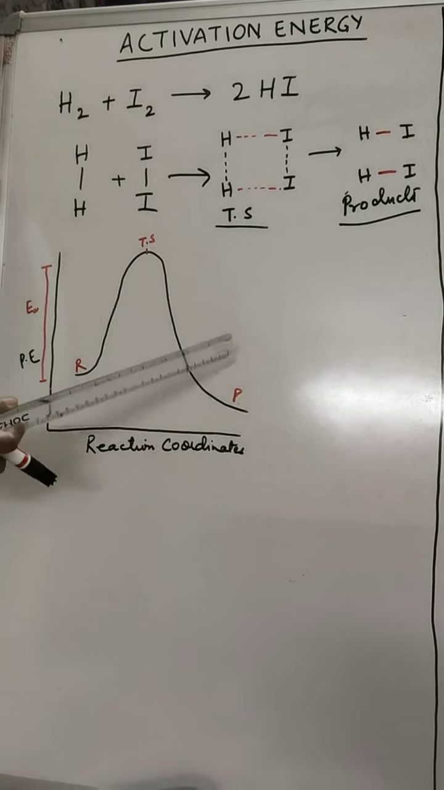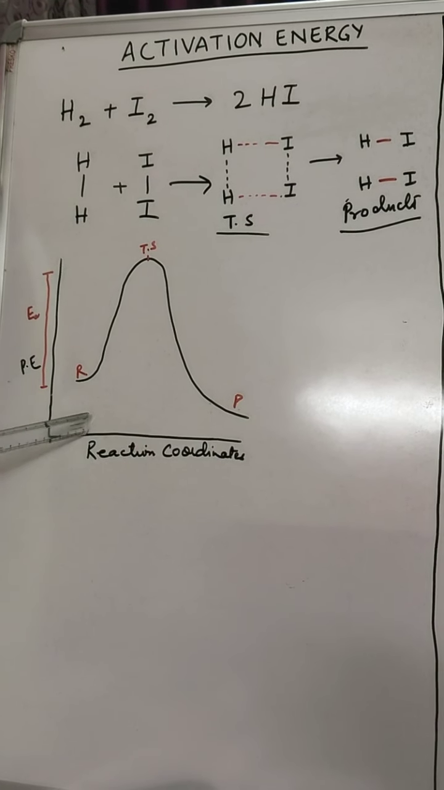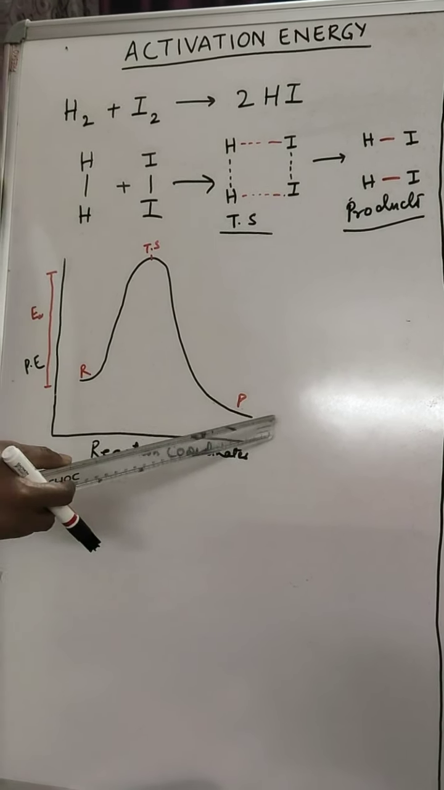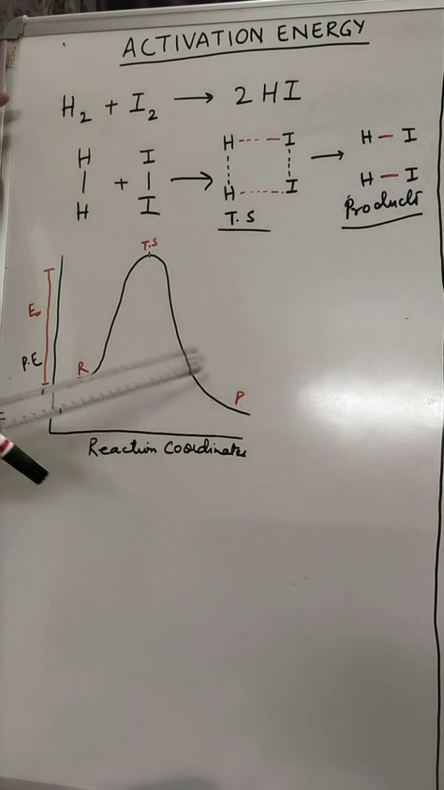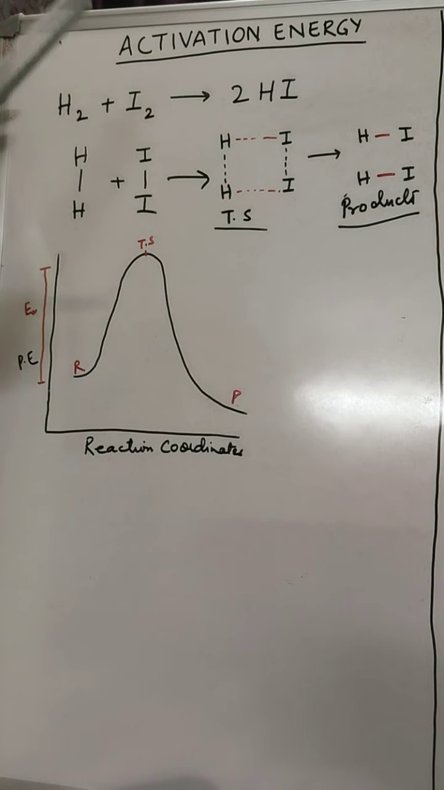Now you must be wondering, what is this reaction coordinate? Children, the reaction coordinate is nothing but the energy levels which keep changing while the reaction is proceeding to give us the product. So the reaction coordinate depicts those energy changes which take place for the reactant to get converted into product, right?